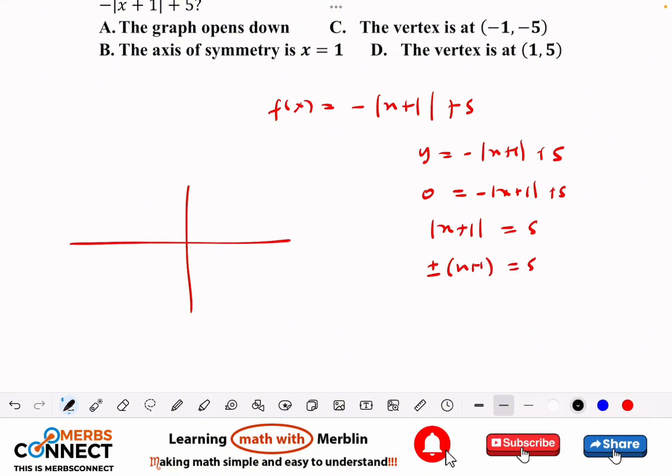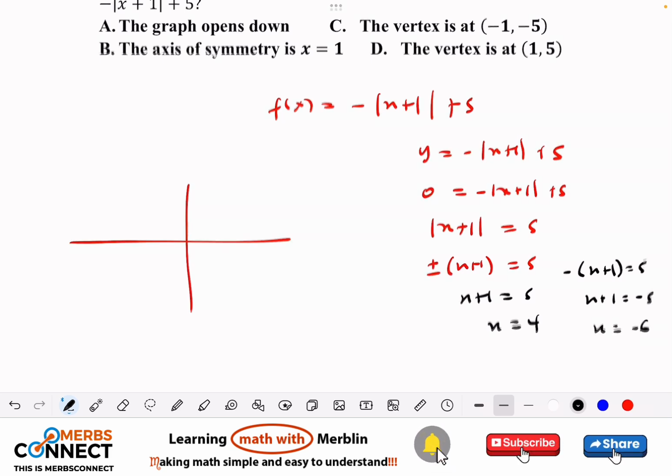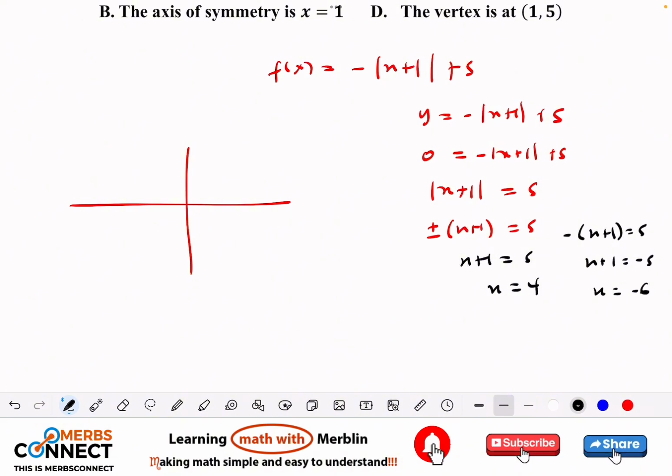In the positive aspect, x plus 1 is equal to 5 and x should be 4, right? And then in the negative aspect, we are going to have minus x plus 1 is equal to 5. x plus 1 is equal to, I divide through by minus and I get minus, and x is going to be minus 6. So I'm going to have a point where I have 4 and 0, and then I have point minus 6 and 0. Now let's look at the aspect where x is 0.